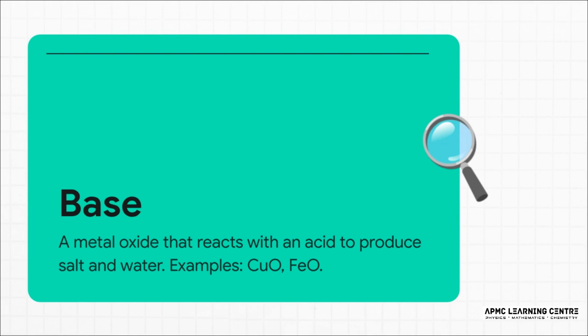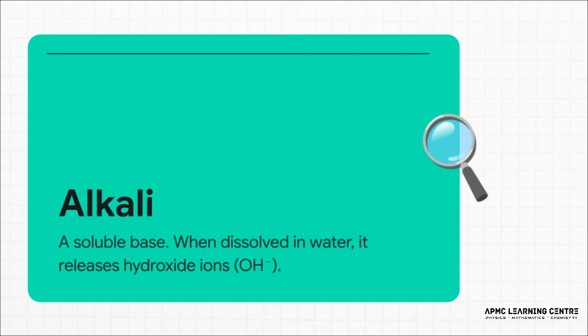What's a base? Well, you can define a base by what it does. It's basically a substance, usually a metal oxide, that reacts with an acid to neutralize it. And when that reaction happens, you're always left with just two things, a salt and plain old water. And here's the key takeaway, the one thing you really got to remember. All alkalis are bases, but, and this is a big but, not all bases are alkalis.